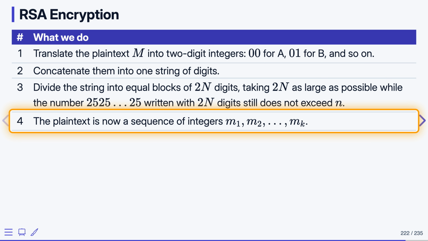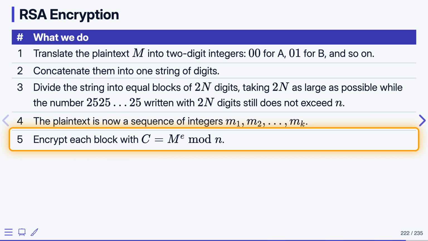Step 4. Now the message is just a list of numbers, M1, M2, and so on. Step 5. Lock each block with one formula. C equals m to the power e mod n.